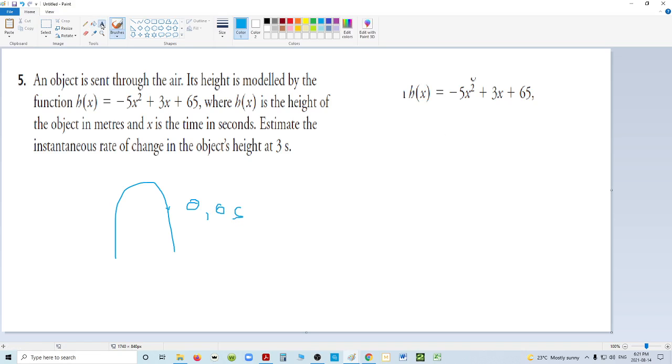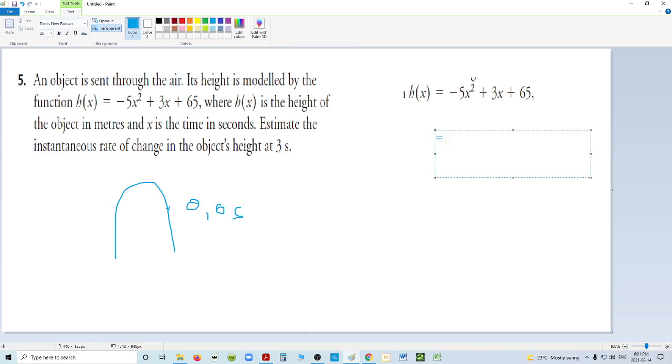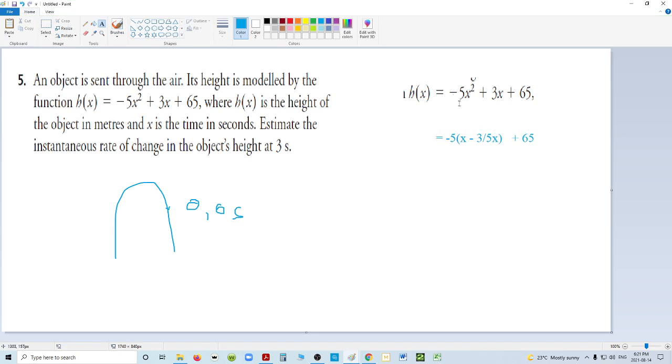Let me factor out the minus 5 in front. So I get minus 5 x squared plus minus 3 over 5 x. Does that make sense? Yeah. And I'm only going to factor out the minus 5 in the first two terms. So the plus 65 is still there. And keep in mind the squared is still there.